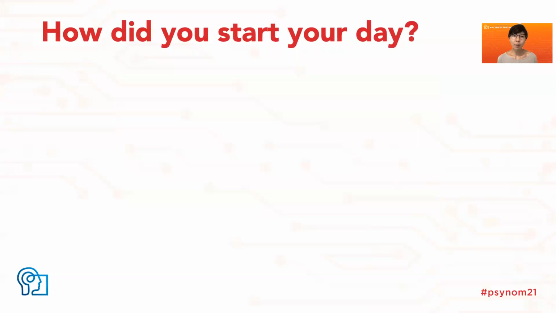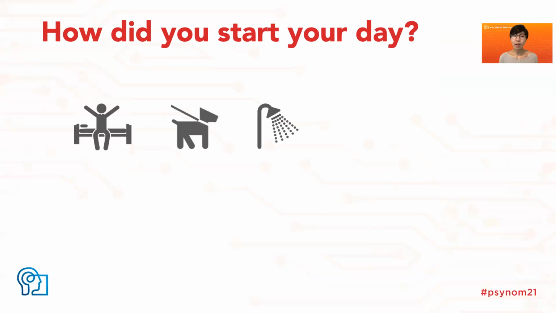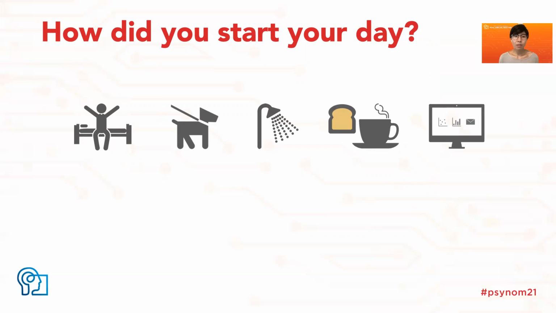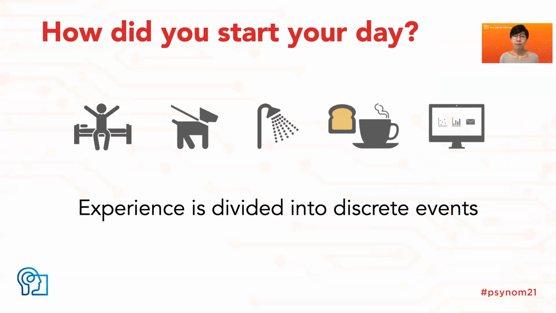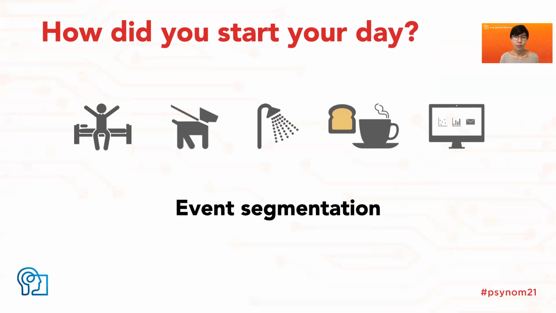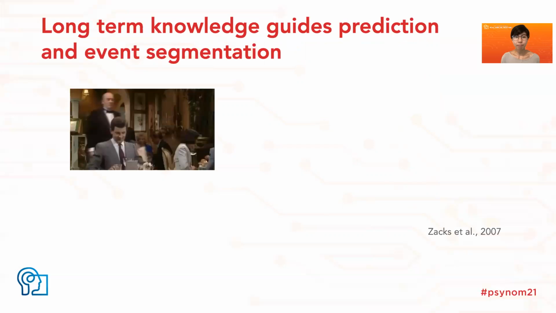For example, when asked to describe how you started your day, we tend to describe it as a list of activities, such as I got out of bed, I walked the dog, I took a shower, had some breakfast, and then I got to work. So our memory and description of our experience seems to consist of event units that are separable from each other. We therefore seem to divide continuous experience into discrete events, a process we call event segmentation.